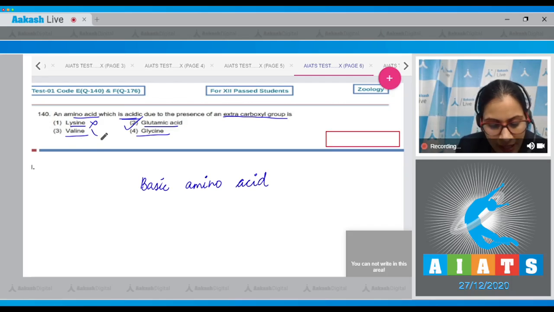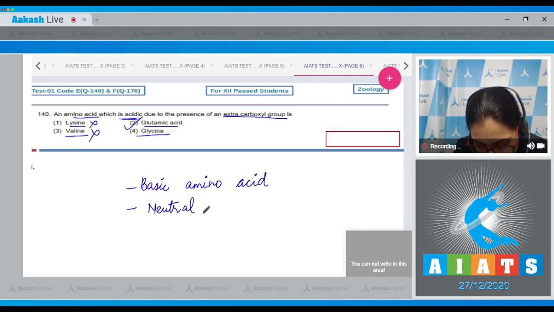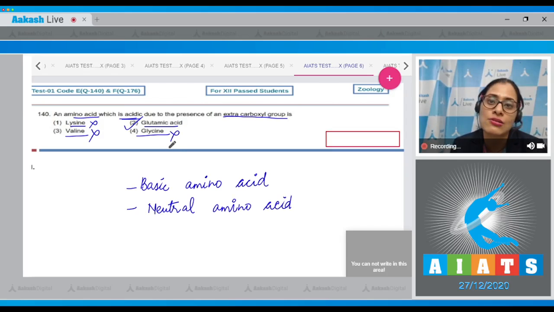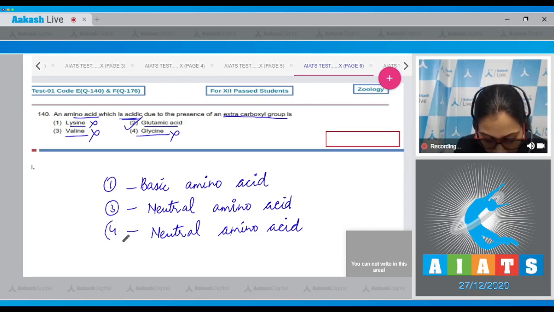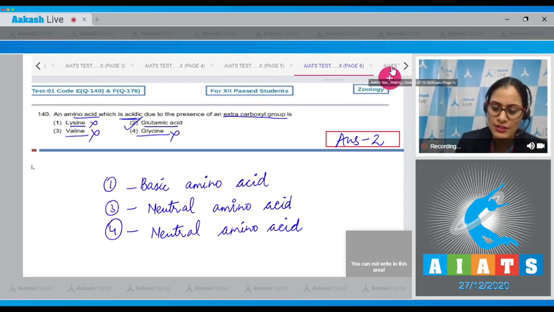The third option, valine, is incorrect because valine is a neutral amino acid. And the last option, glycine, is also incorrect because it is also a neutral amino acid. So the correct answer to this question is option number 2. Let's proceed to the next question.